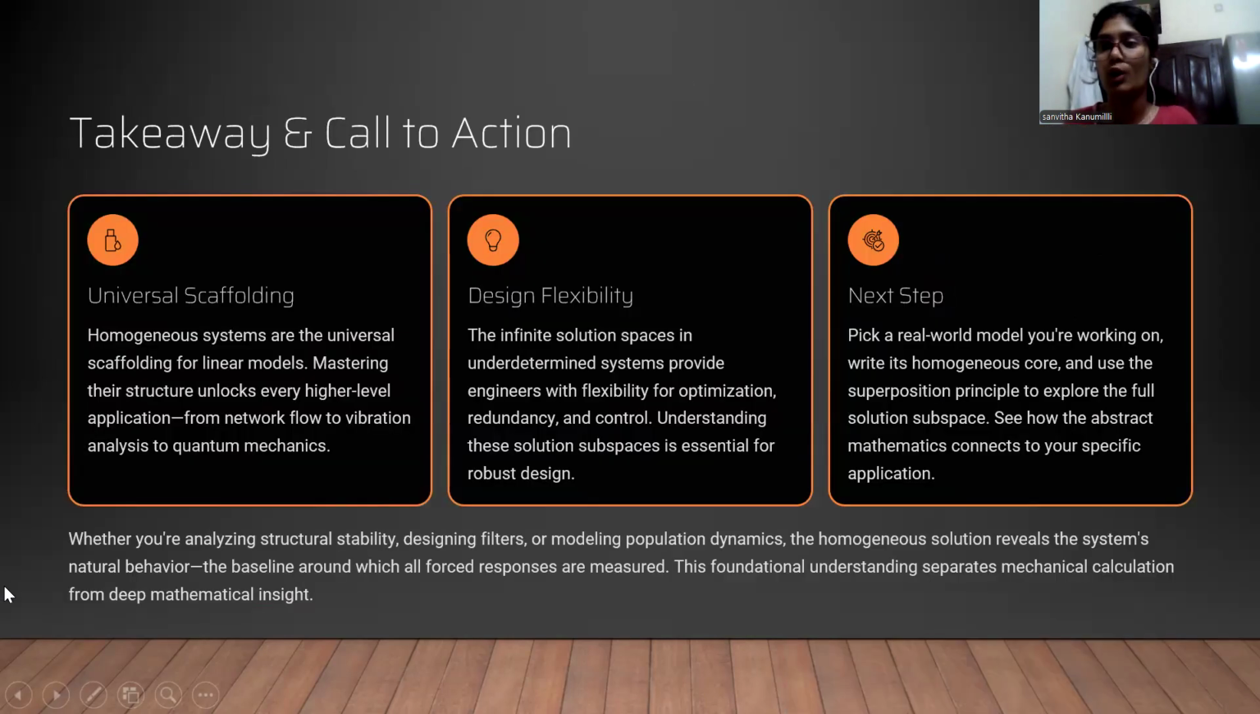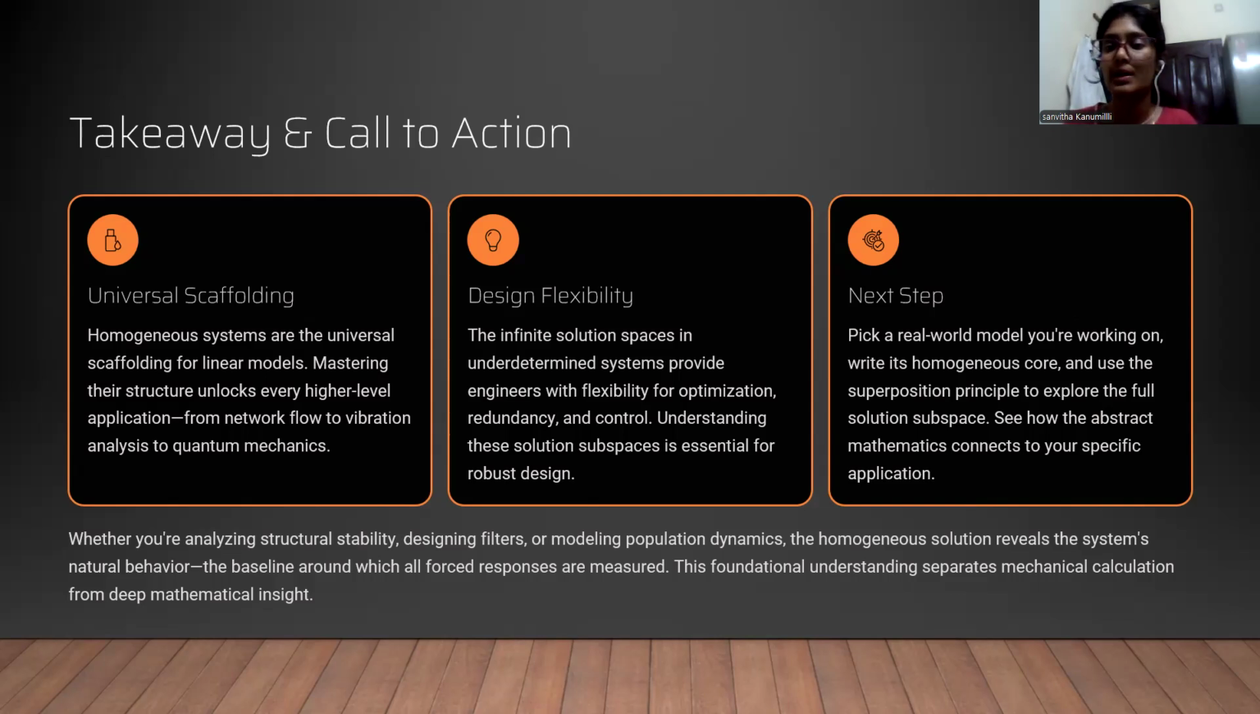Takeaway and call to action. Universal scaffolding: homogeneous systems are universal scaffolding for linear models. Mastering their structure unlocks every higher level application, from network flow to vibration analysis to quantum mechanics. And design flexibility: infinite solution spaces in underdetermined systems provide engineers with flexibility for optimization, redundancy, and control. Understanding these solution subspaces is essential for robust design.